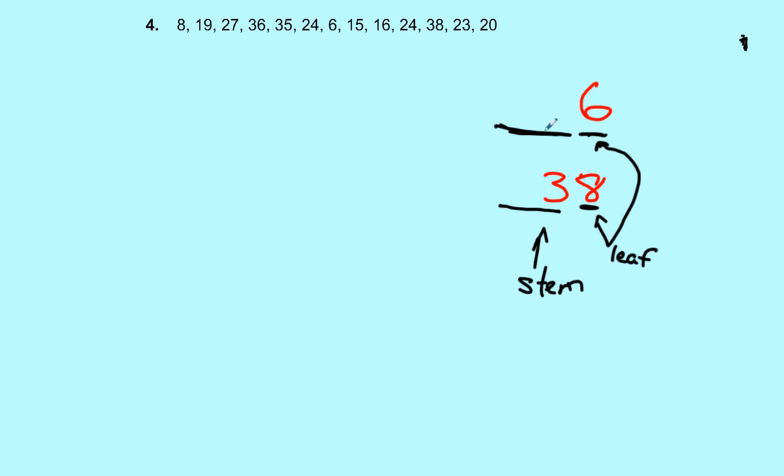So what is in the tens place of the number 6? Well, if there's nothing, that means there are literally 0 tens. So our stem for the number 6 is just going to be 0. Okay? So we need every stem from 0 to 3. So we can write that in. So 0, 1, 2, 3. Okay, that's not so bad.